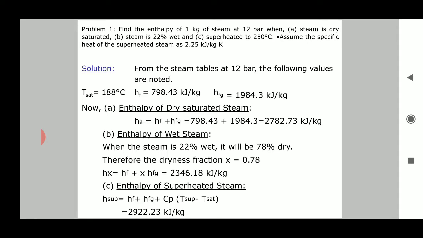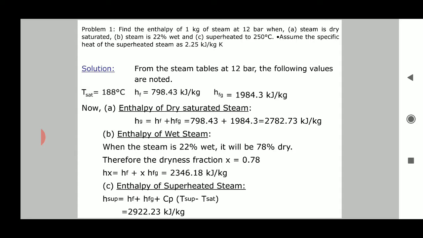So here the solution is given in this slide. Based on the problem, the steam pressure is 12 bar. What are the required data to solve these problems are to be taken from the steam table. So from steam tables at 12 bar, we get these values. T saturation is 188 degrees Celsius.